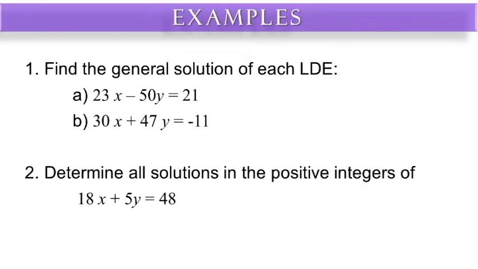Example number 1. Find the general solution of each LDE. A, 23x minus 50y is equal to 21. Letter B, 30x plus 47y is equal to negative 11. And number 2, determine all solutions in the positive integers of 18x plus 5y equals 48.